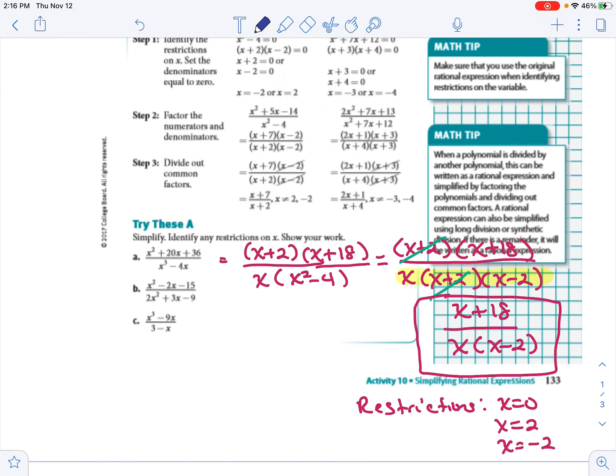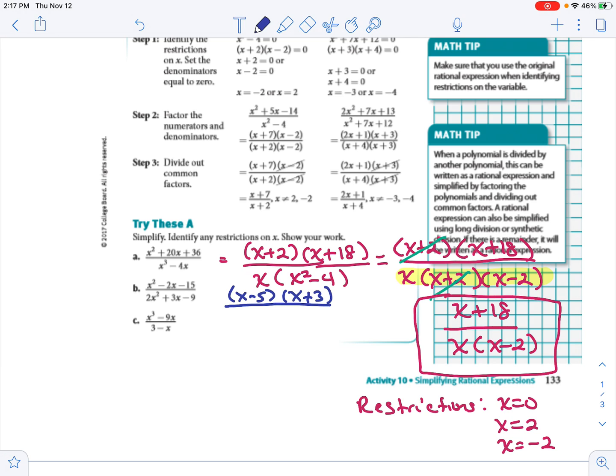So in part B, on top, I have x squared minus 2x minus 15. So I'll factor that into x minus 5 times x minus 3. Okay, times x plus 3. Now that will give me negative 2x in the middle.